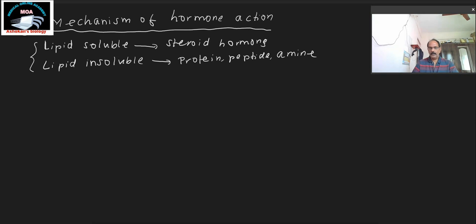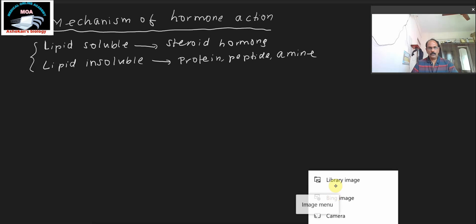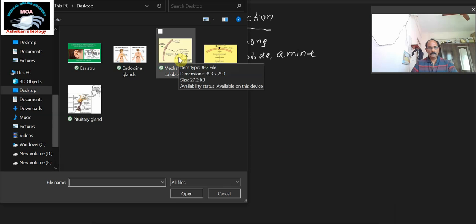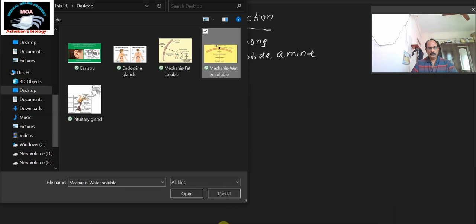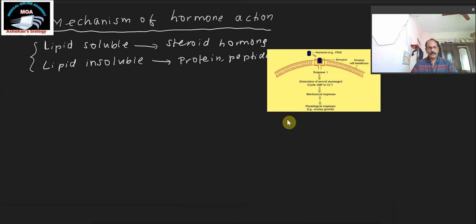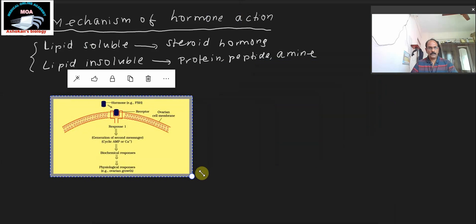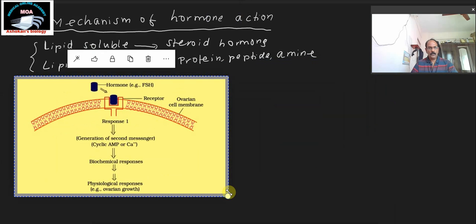So how is it affecting? I will take a diagram, and with the help of that diagram, we can explain how both the hormones are working. Okay, first we take lipid insoluble hormone. Lipid insoluble hormone means protein hormone, amine hormone, etc.